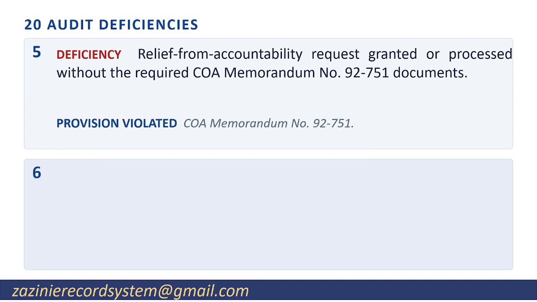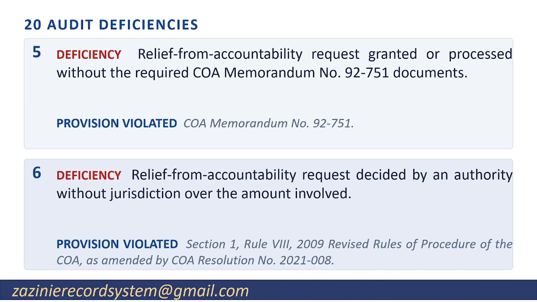20 audit deficiencies. Number 5. Deficiency. Relief from accountability request granted or processed without the required Commission on Audit Memorandum number 92-751 documents. Number 6. Deficiency. Relief from accountability request decided by an authority without jurisdiction over the amount involved. Next slide.